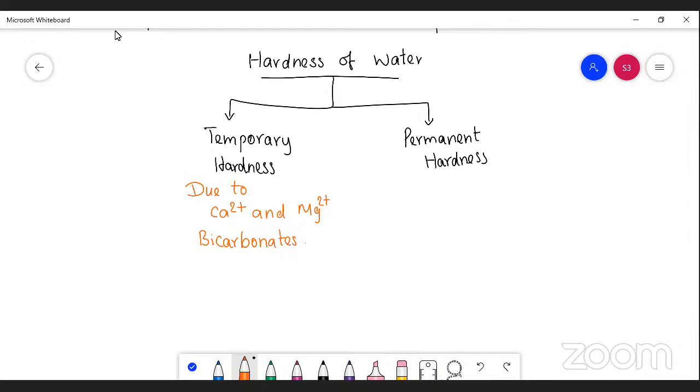What is calcium bicarbonate? It is Ca(HCO3)2. HCO3 is nothing but bicarbonate. Since the valency of calcium is 2, there are two bicarbonate groups. And here, magnesium bicarbonate is Mg(HCO3)2. Due to these salts, calcium bicarbonate and magnesium bicarbonate, present in water, temporary hardness is produced. So temporary hardness is produced due to bicarbonate, and it is otherwise known as carbonate hardness.